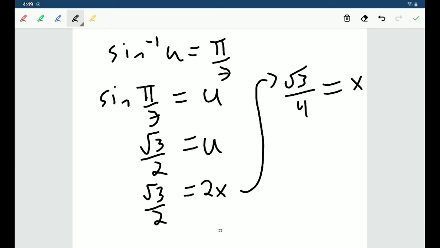So our solution then would just be that single solution of root 3 over 4. So our solution set is just the single value, root 3 over 4.